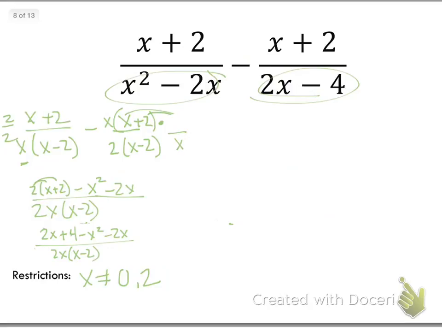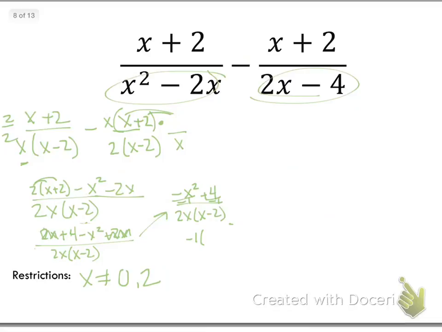minus 2. Keep simplifying the top. It looks like 2x minus 2x will cancel. So I would get, I'm going to put the x squared in the front here, and it's negative, plus 4 over 2x times x minus 2. Remember, to get rid of a negative with the x squared, you can take a GCF of negative 1. Anytime you have a negative x or negative x squared, take a GCF of negative 1 out to get rid of it and make it positive.